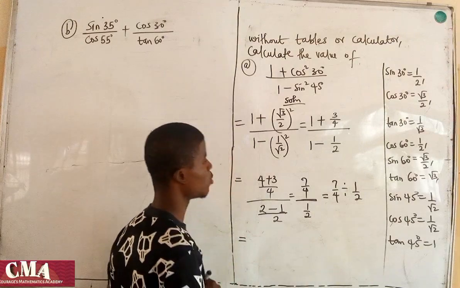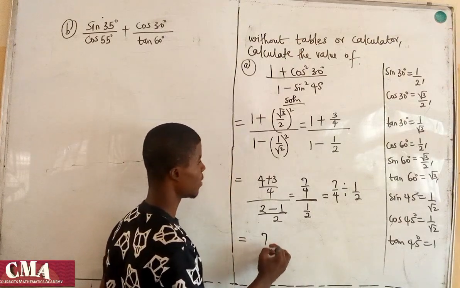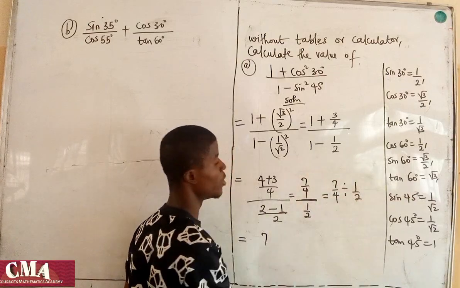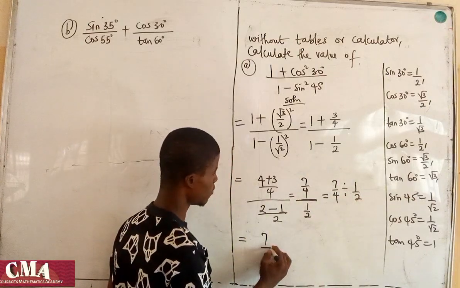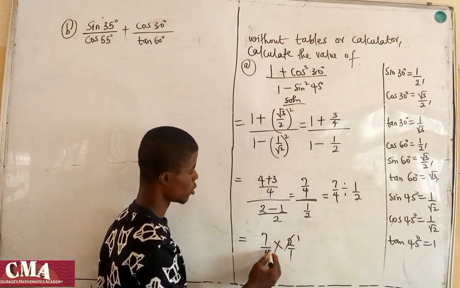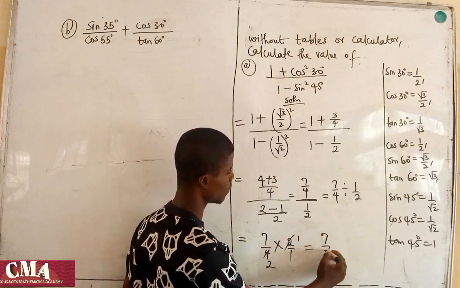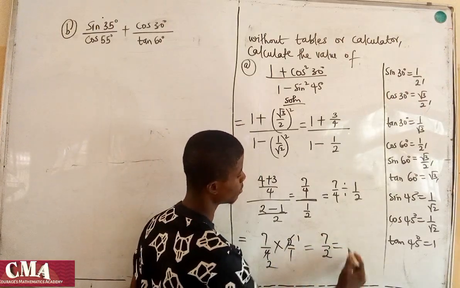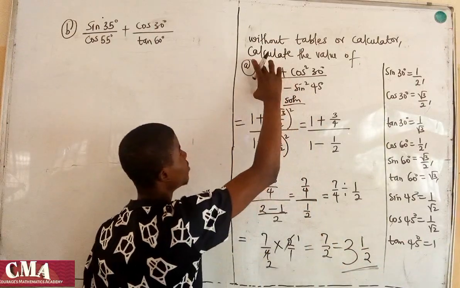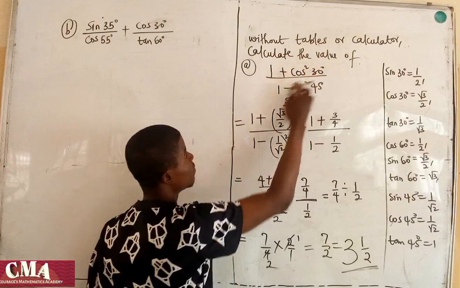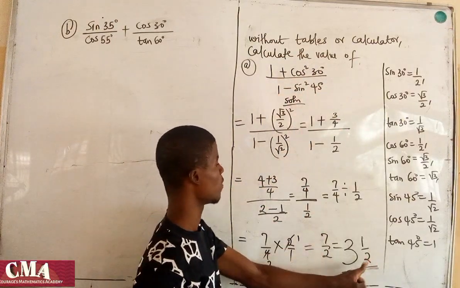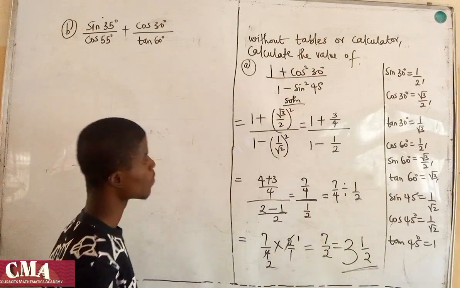So that division sign will turn to multiplication, and the right part of the expression will be reciprocated. That is 7 over 4 times 2 over 1. 2 here is 1, 2 here is 2. That's 7 over 2. So the value of 1 plus cos squared 30 over 1 minus sin squared 45 degrees is 3 whole number 1 over 2, or 7 over 2.